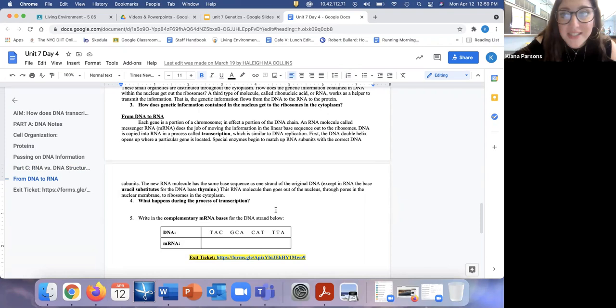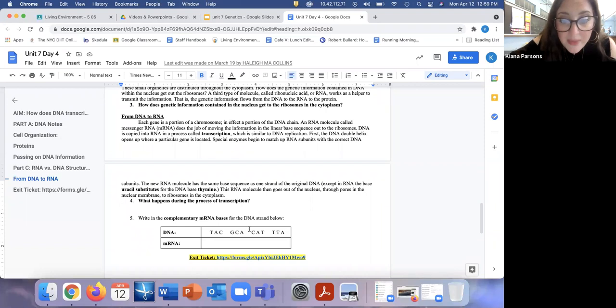What happens during the process of transcription? RNA polymerase is used to build a complementary strand of messenger RNA that is carried out of the nucleus to the ribosomes. That is transcription. So the DNA is transcribed into messenger RNA, which is then carried to the ribosome and uses the instructions for putting the amino acids in the correct order to build proteins.